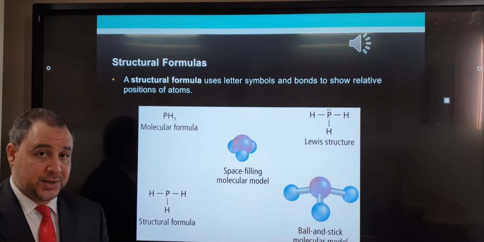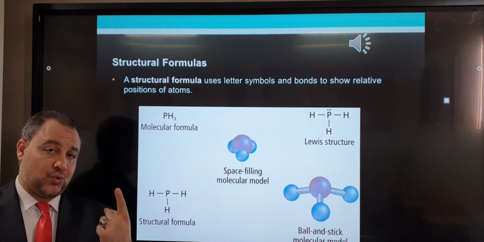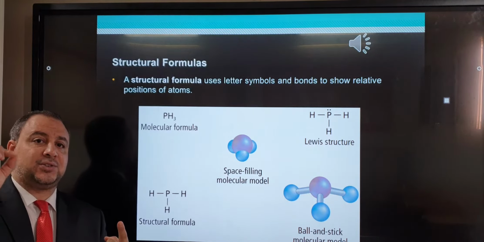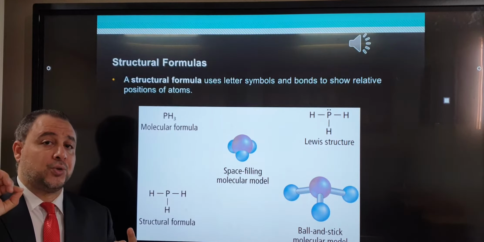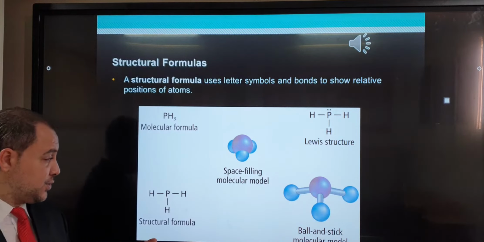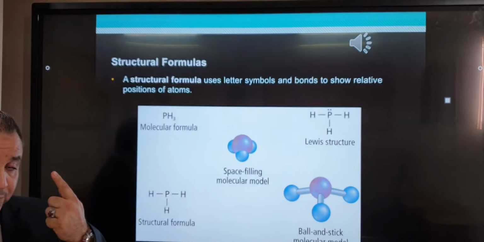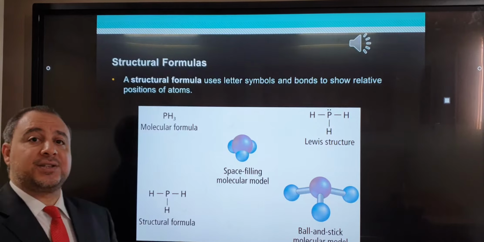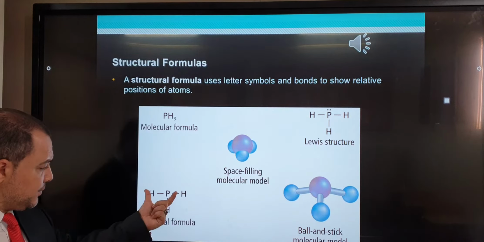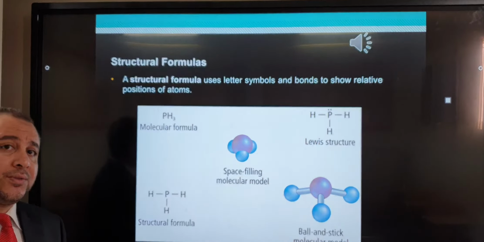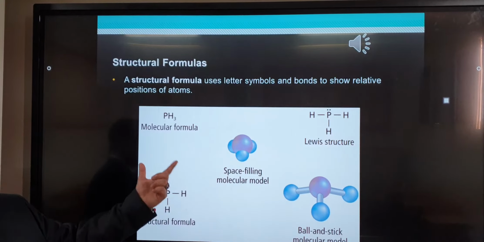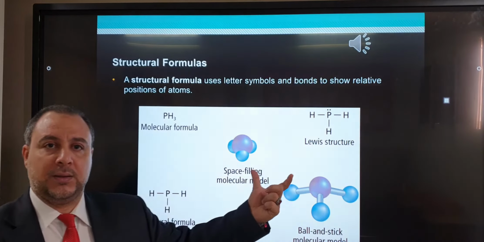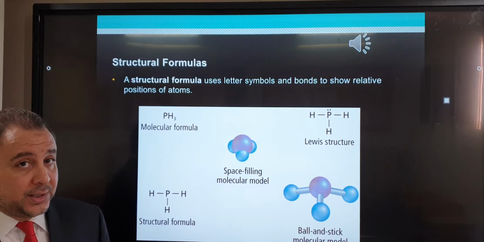All students must know that hydrogen has one electron and needs only one electron to be completed. So it makes a single covalent bond at this, and this, and this. But phosphorus has 5 electrons, and there are only 3 bonds. What about the 2 other electrons? The 2 other electrons will be drawn in the Lewis structure, which we are going to study.